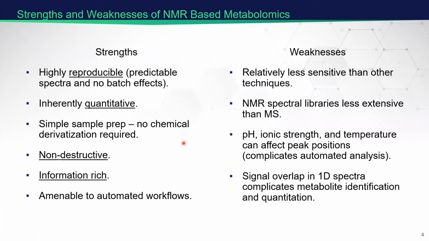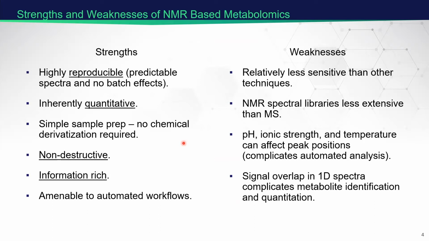So, some of the strengths and weaknesses of NMR-based metabolomics. Its key strengths include that it's a highly reproducible method. There are no real batch effects associated with it. It's inherently quantitative. It often requires minimal sample prep and no chemical derivatization. It's non-destructive and information rich. We use it to do de novo 3D structural elucidation of molecules, and it's amenable to automated workflows.